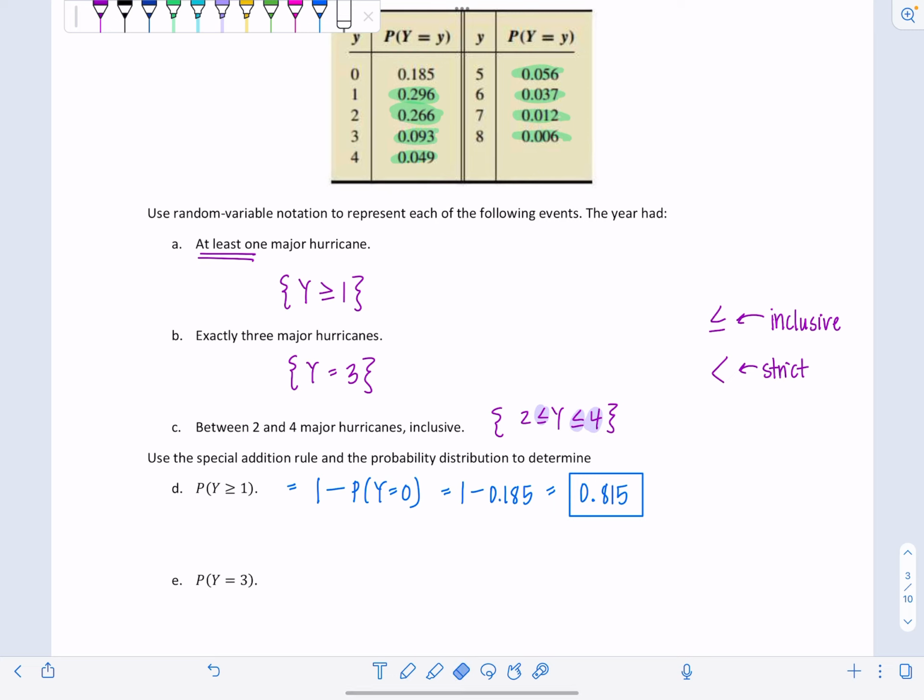Okay, what about the probability that y is equal to 3? Well, for that one, you can just read straight off the table the probability that they give you for y equals 3. So that's going to be 0.093.